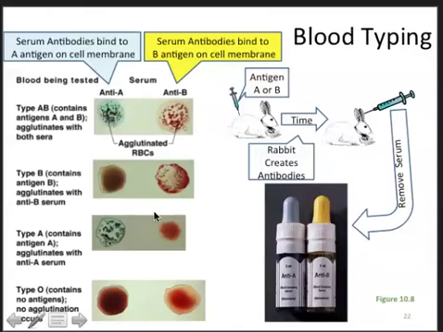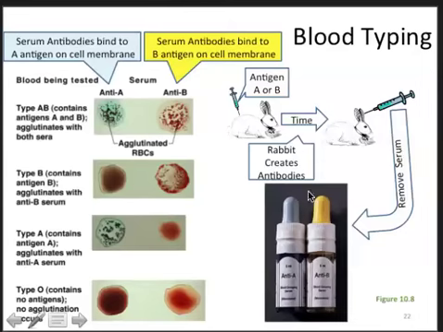Down here we can see another patient who shows agglutination when we react with anti-A, no agglutination when we react with anti-B. As a result, this individual has type A blood. And then finally down here, this individual showed no agglutination with either the anti-A or the anti-B antiserum. The result is that this individual is type O. Okay, so that's just a sort of a thumbnail sketch of how we actually perform blood typing.